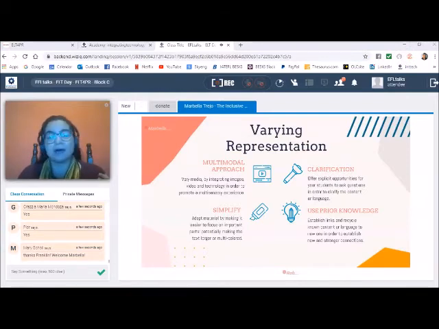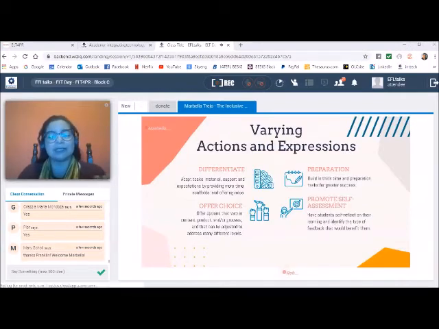Now let's take a look at how we can vary actions and expressions. And we said that this was the way that students can express or demonstrate what they've learned. So in order to ensure that inclusion is being focused on, we can differentiate. So by doing this, we adapt tasks, material, support, and expectations. And so different students are expected to do different things with the material that's provided, but they're all moving towards the same goals.